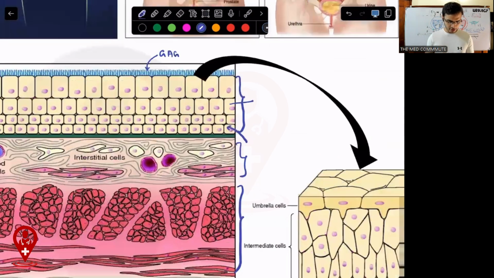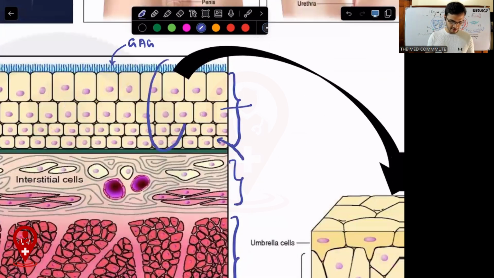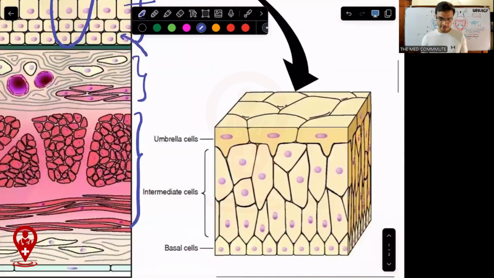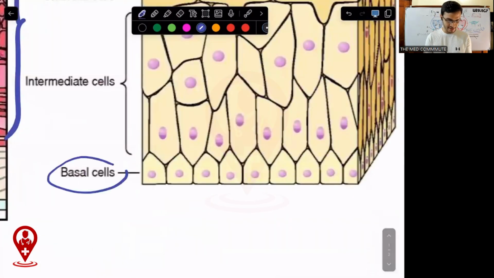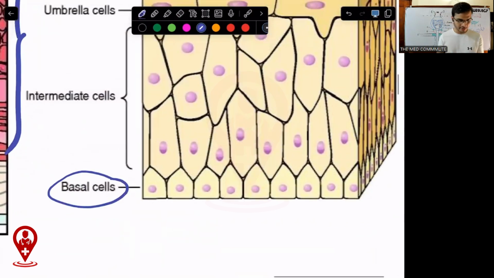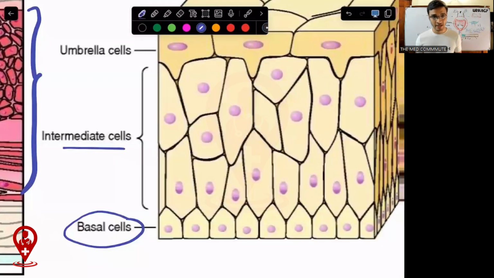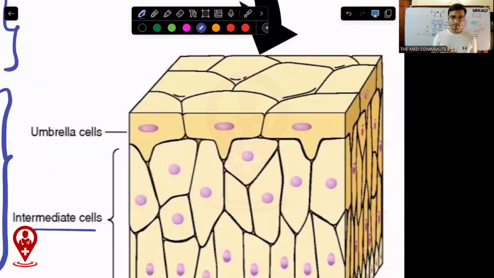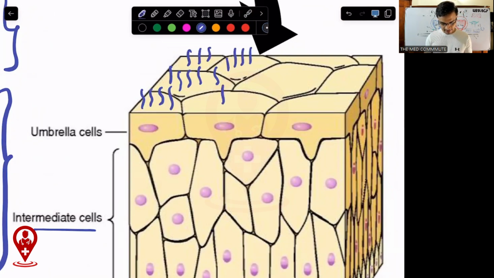So if we take a closer look, specifically this area, I've zoomed it in and I've taken it here. So here at the very bottom, we have the basal layer. These are cuboidal cells. Then we have the intermediate layer, which is more columnar. And on the very top, we have what we call the umbrella cells. Those glycosaminoglycans were here on these umbrella cells.